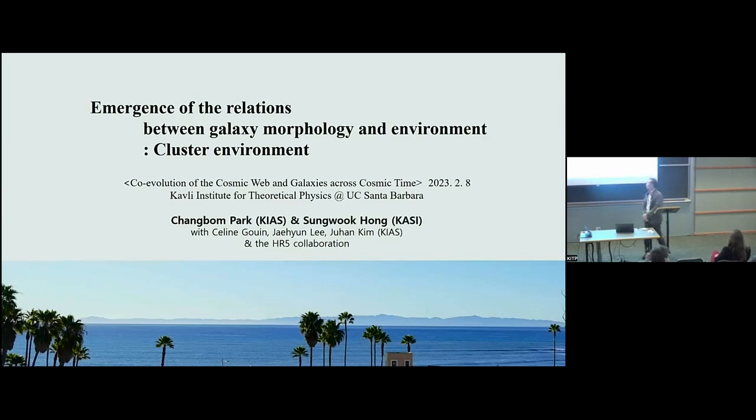Today I'm going to talk about something I have been playing with during the past couple of years. We have been analyzing Horizon 5 hydrodynamic simulations, and I'm very much interested in understanding empirical relations in cluster galaxies. So today I'm going to talk about galaxy morphology and its relation with cluster environment.